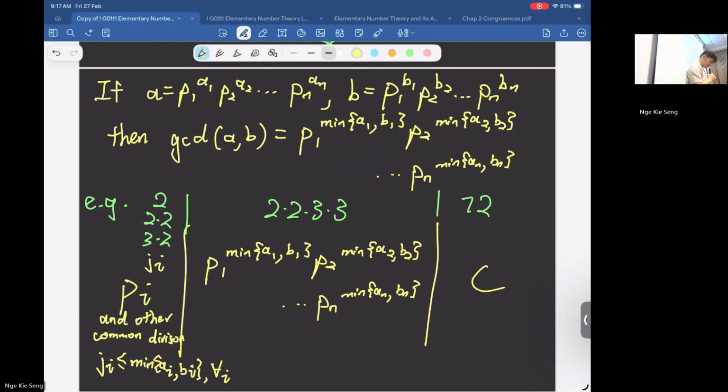Any questions so far about this GCD? Today I want to bring you an idea: this GCD of two numbers is like taking care of all the other common divisors.